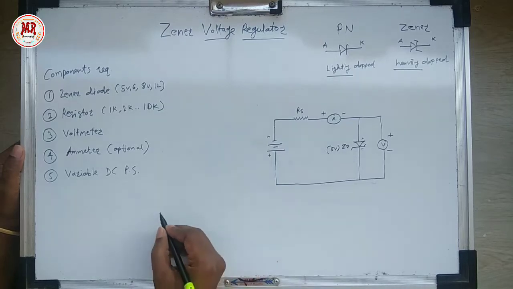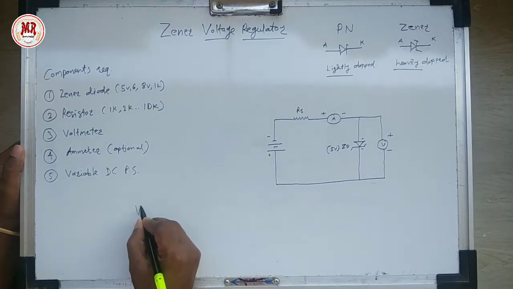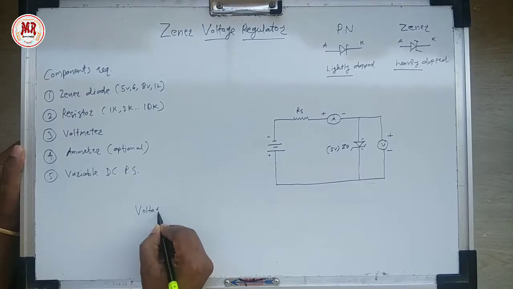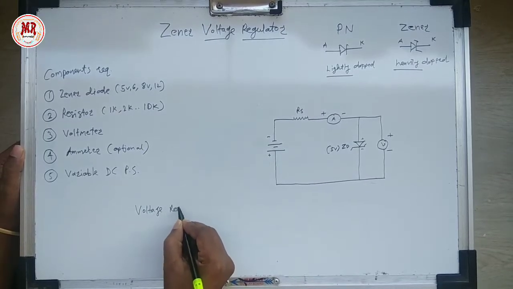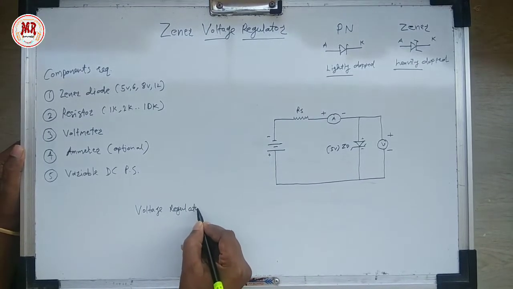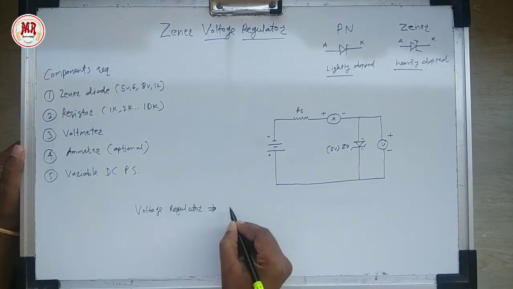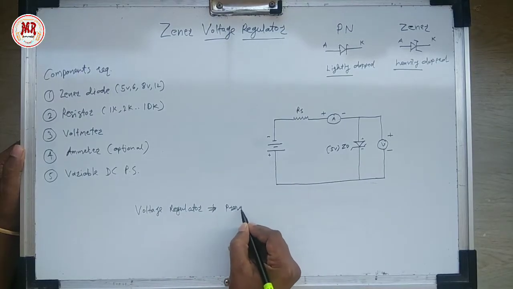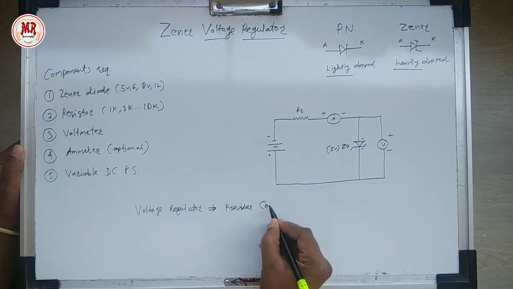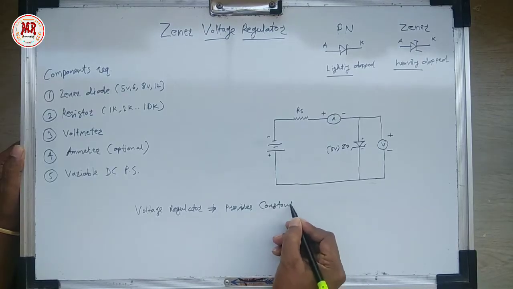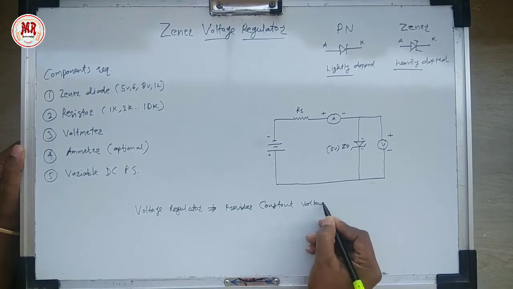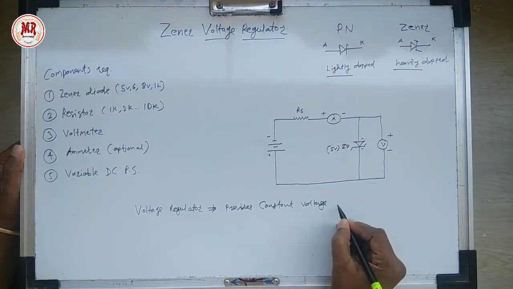Now once again, definition of voltage regulator. The device which provides constant output voltage irrespective of changes in the input voltage.